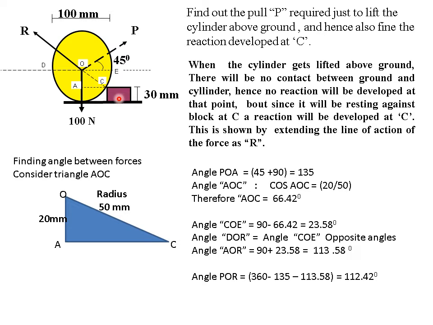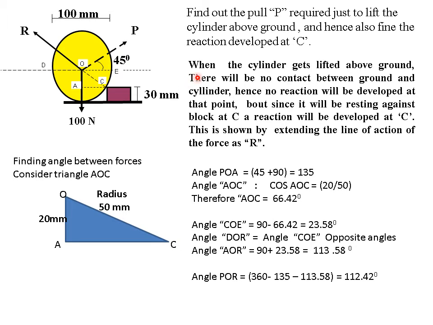When you are pulling this cylinder, the reaction will be developed at this point like this. So I'll extend the line of action of the reaction and show it by R. So this is the reaction force R which will be developed, and this is the pull. So these three forces are there: the pull, the reaction developed, and the self weight of the cylinder acting vertically downward through the centroid of the cylinder. Now no doubt we have to use Lami's theorem.